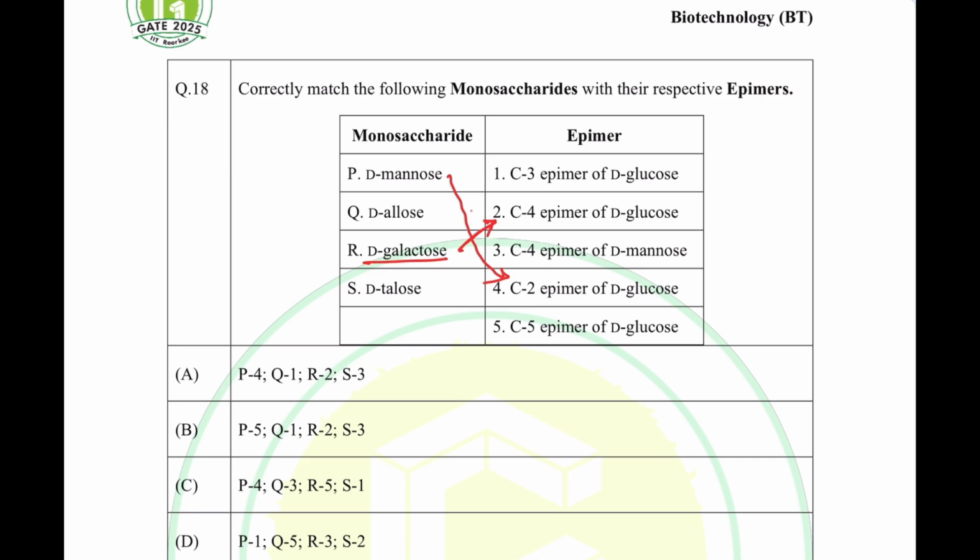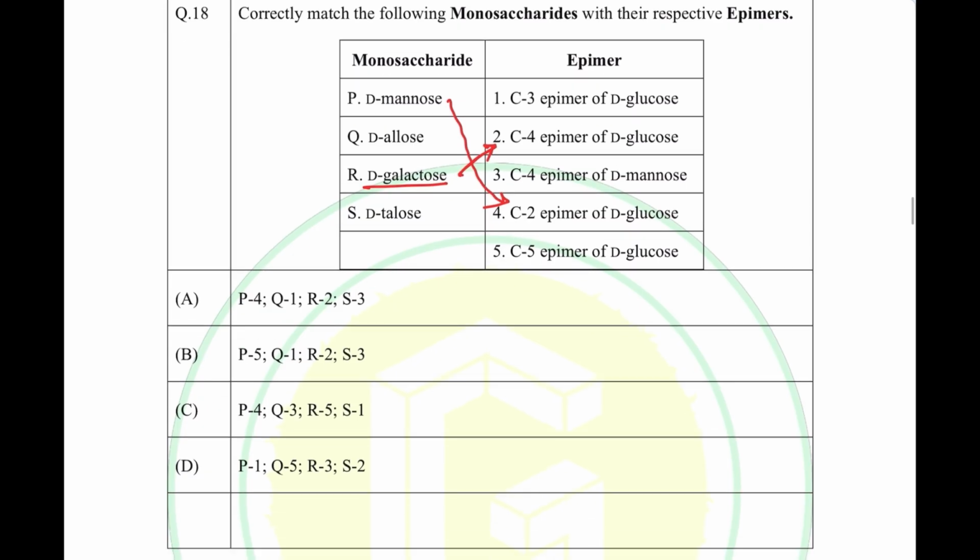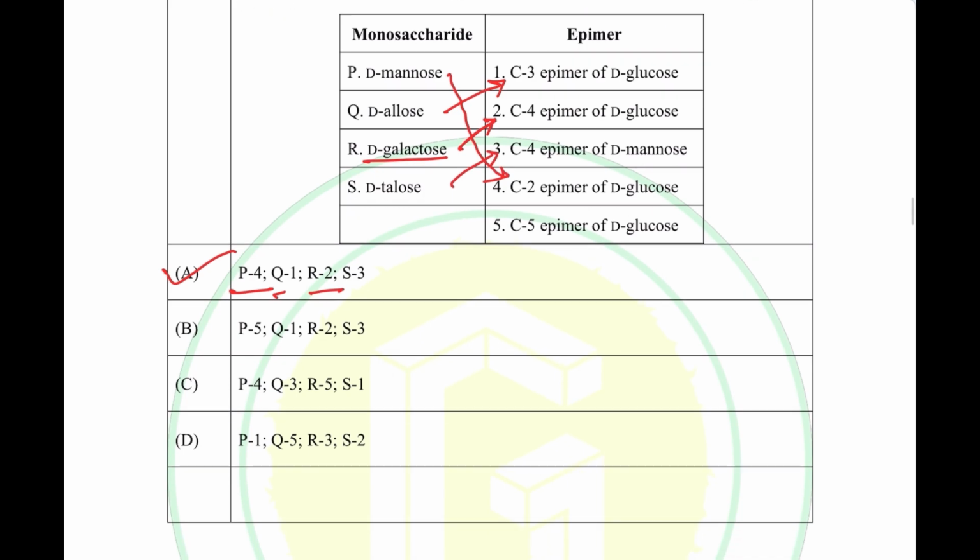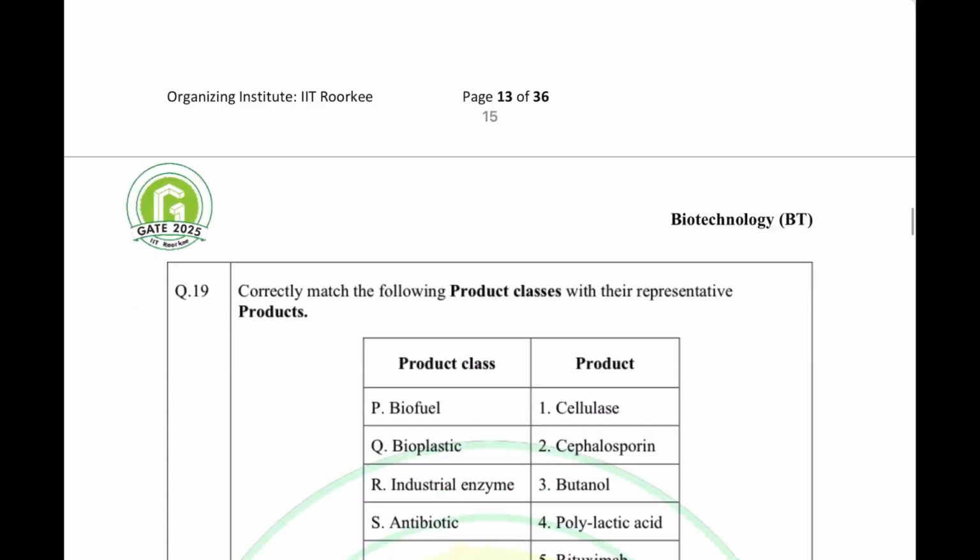And now D-allose. So if we take up the option, P4 and R2 is correct. So here we can say that option A will be correct. So here Q will be 1. D-allose is the C3 epimer of D-glucose and D-talose is the C4 epimer of D-mannose. Okay. You just need to look at the options.